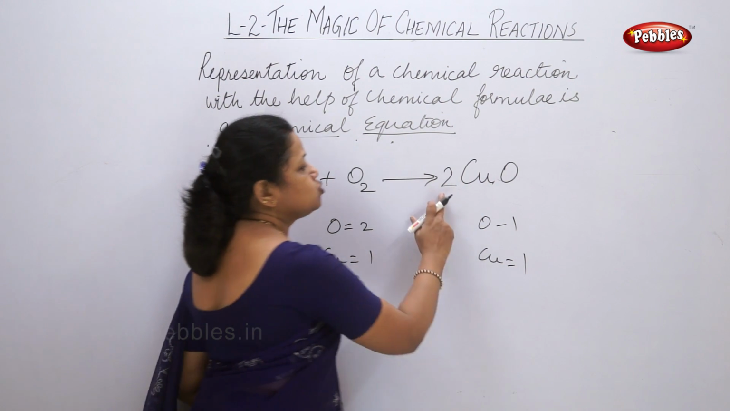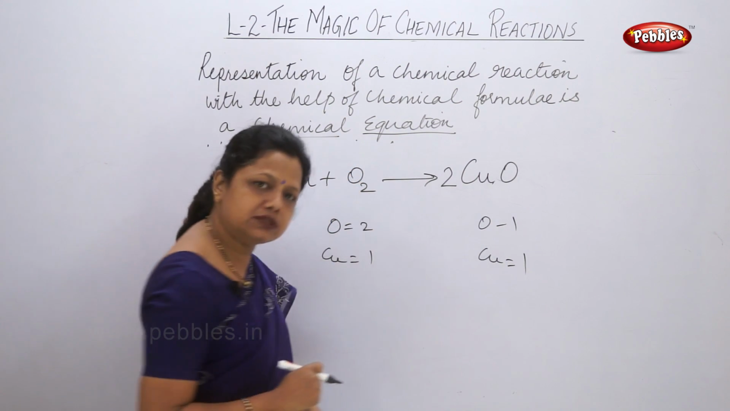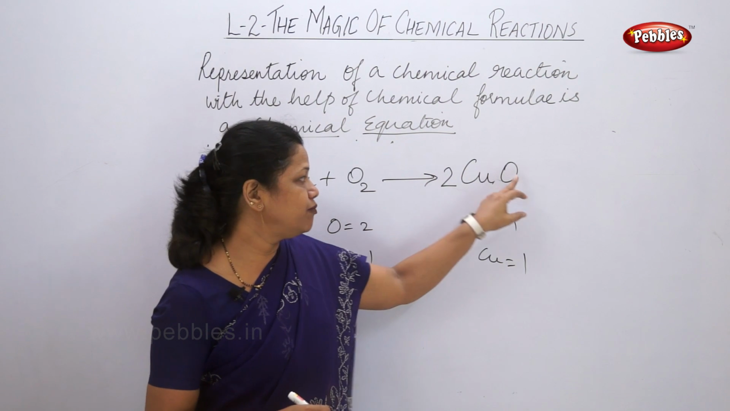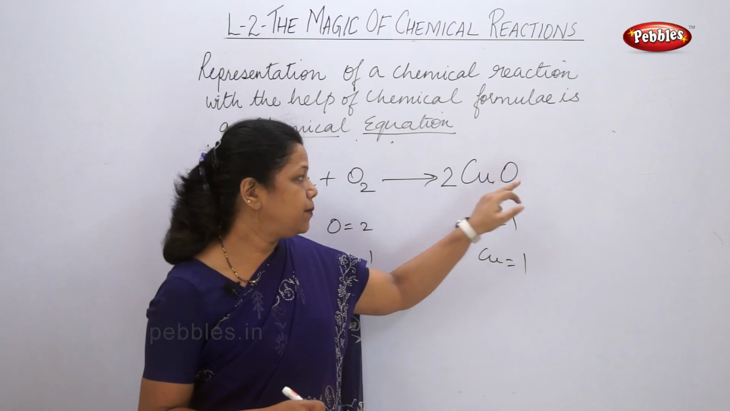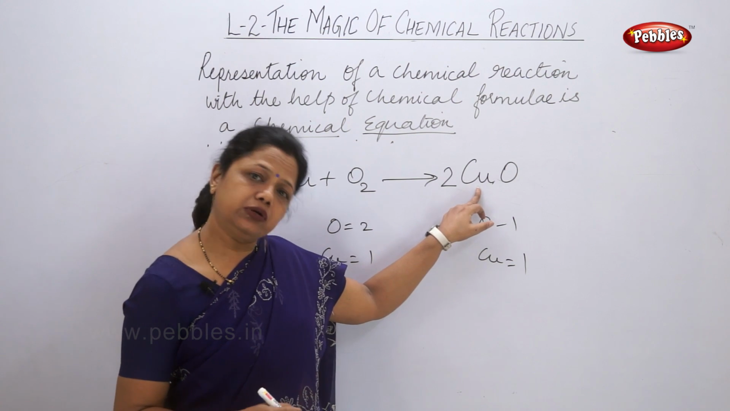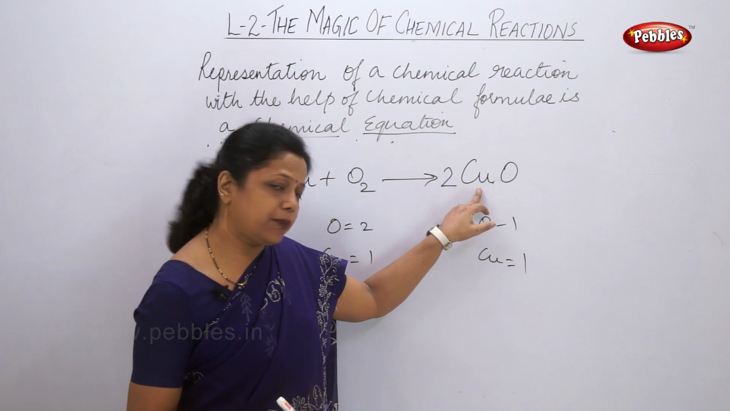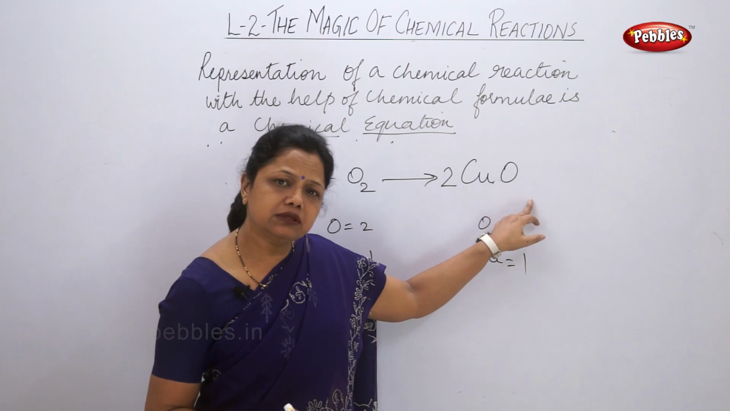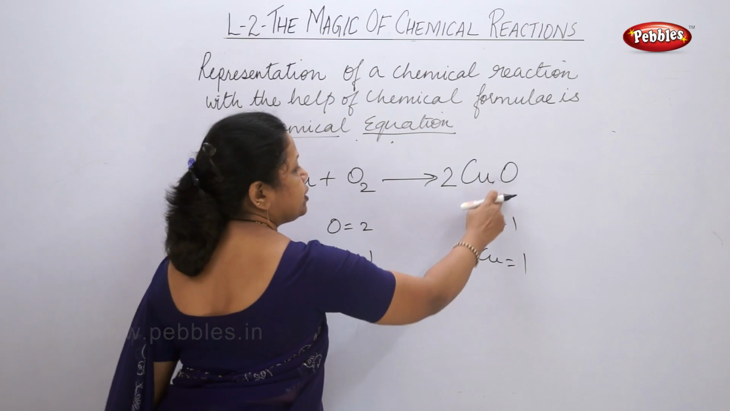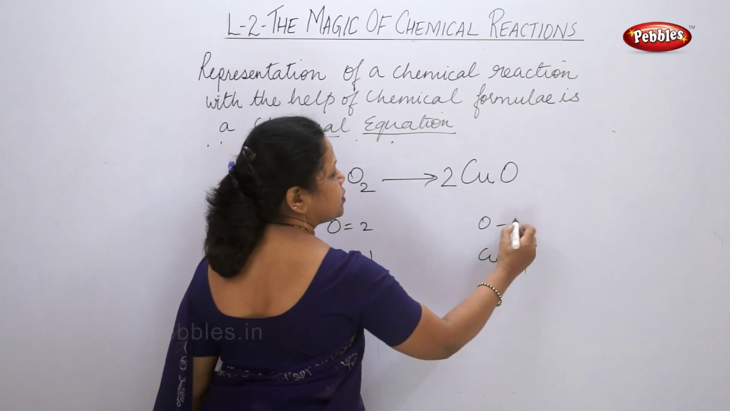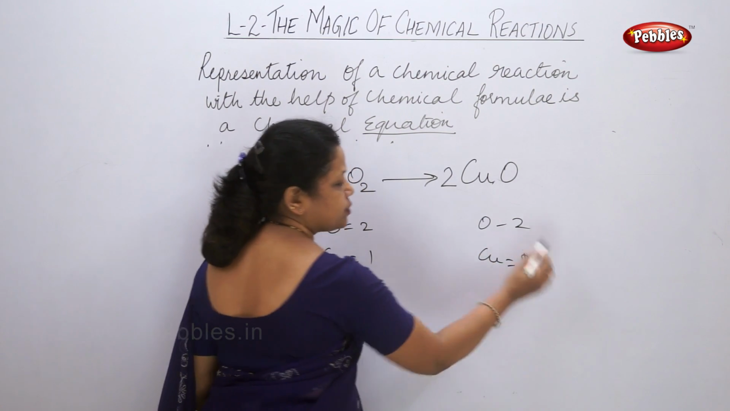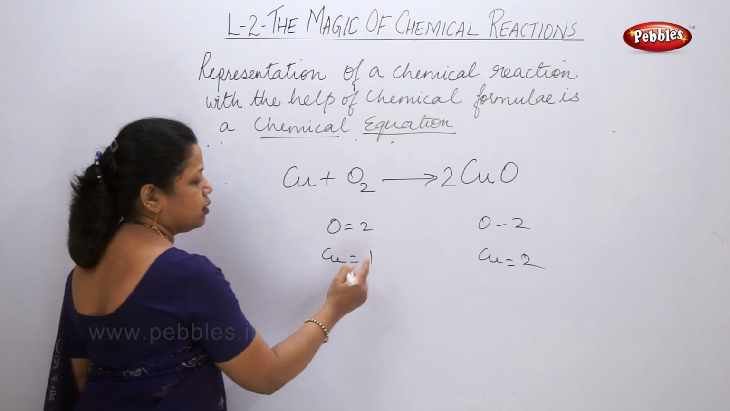This 2 now becomes common for copper also and oxygen. Here oxygen were 2 atoms. Here also when I write 2, I have made oxygen 2 atoms. Correct. But in that process, I have made copper also 2. So this 2 stands for copper also, this 2 stands for oxygen also. 2 is common to both copper and oxygen. So I have tried to balance oxygen. Now here oxygen has become 2. But what about copper? In that process, copper has become 2. So I have to make copper 2 here also.